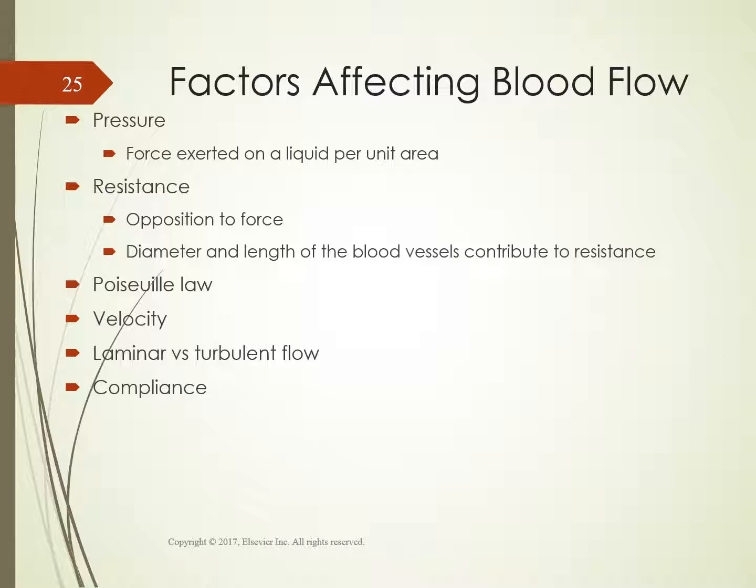Factors that influence blood flow include pressure, resistance, velocity, turbulent versus laminar flow, and compliance, with the most important of these being pressure and resistance. Resistance is the opposition to blood flow. Most opposition to blood flow results from the diameter and the length of the vessels. The change in blood flow through an organ results from changes in the vascular resistance within the organ because of increases or decreases in vessel diameter.